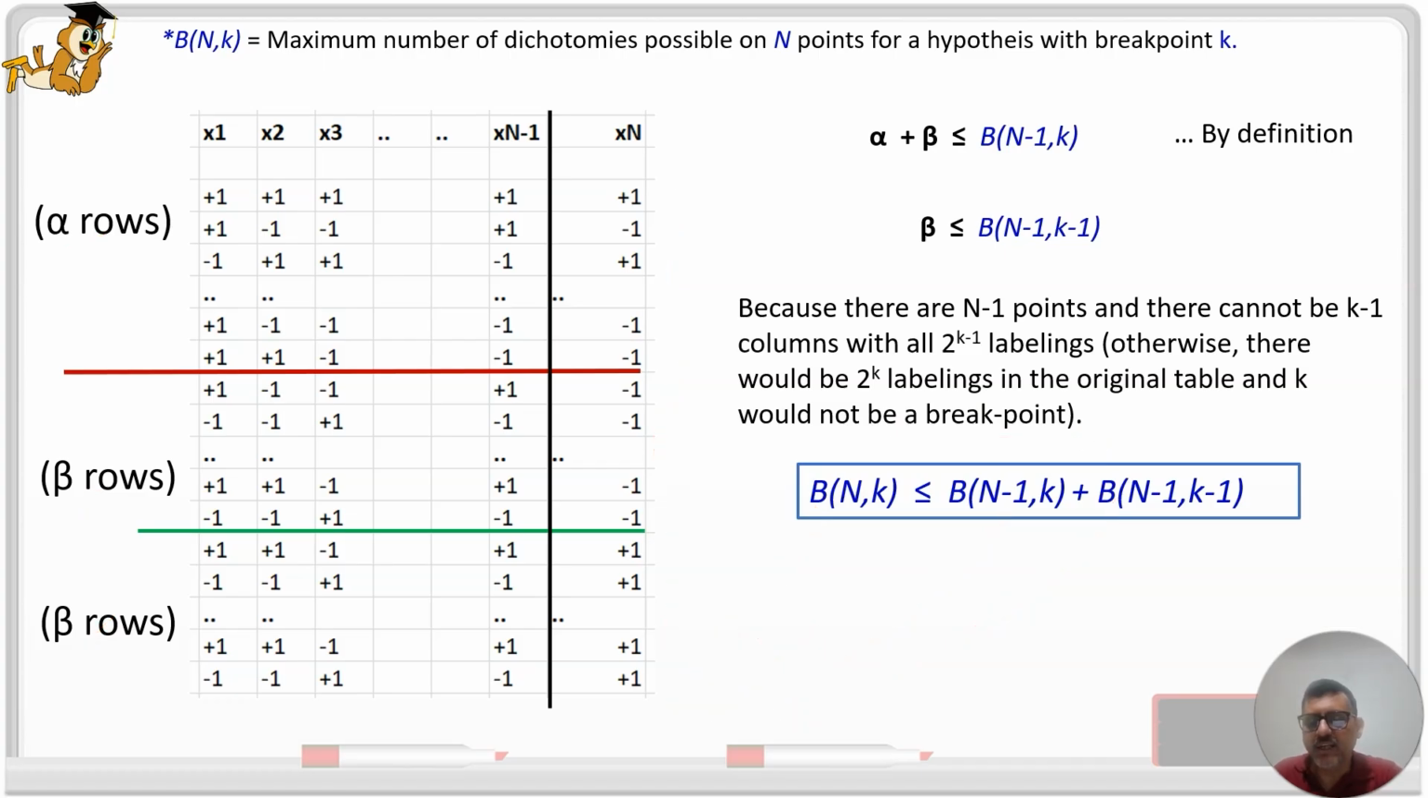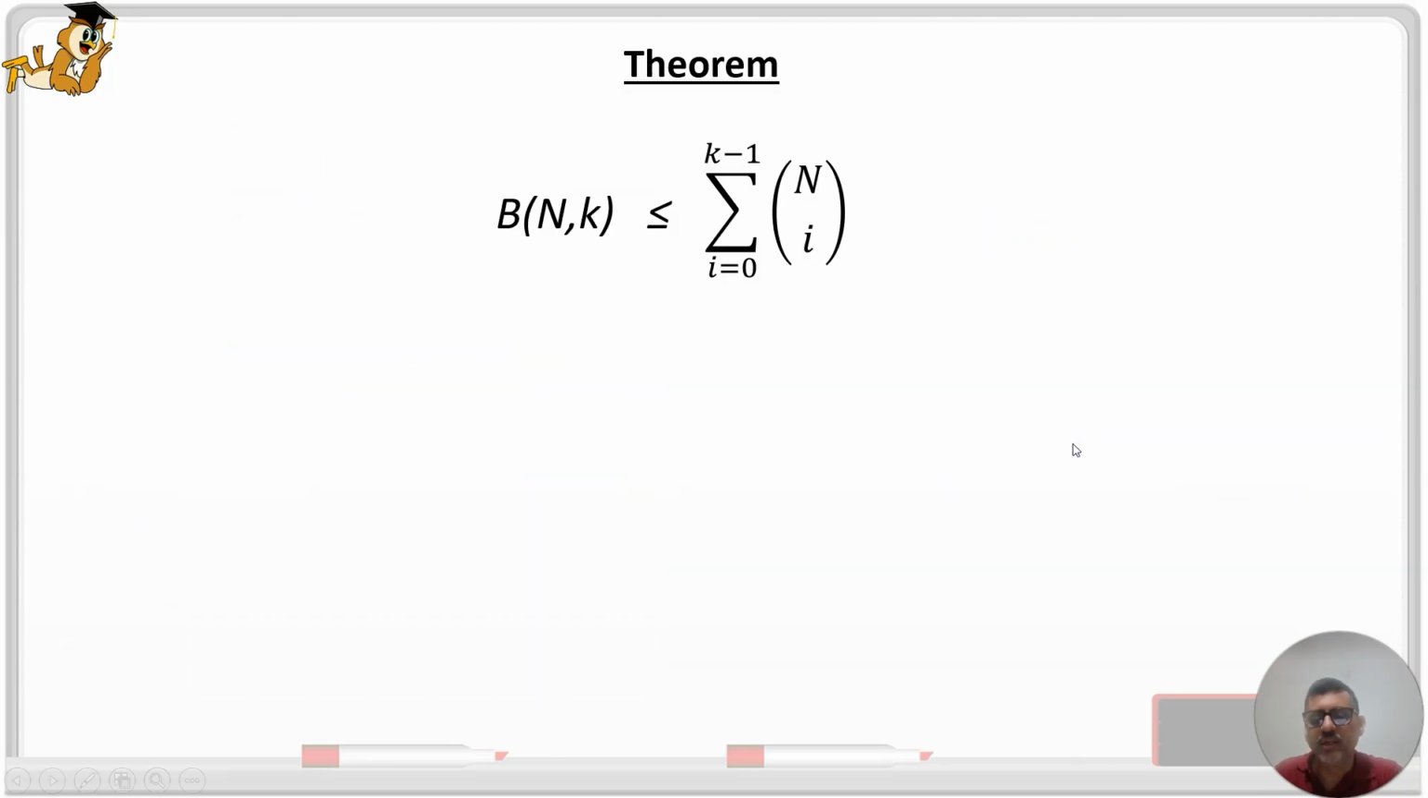Okay, this identity is going to come in handy in the proof of Sauer's lemma. So here is a theorem that we are going to prove. We are going to prove that B(n, k) is less than or equal to the summation of i going from 0 to k minus 1, n choose i.